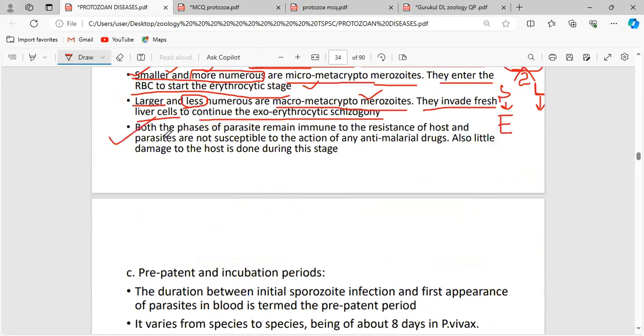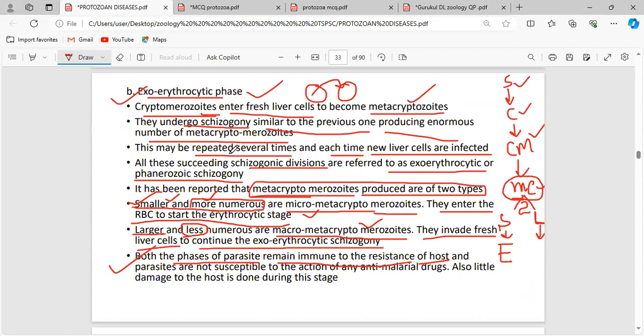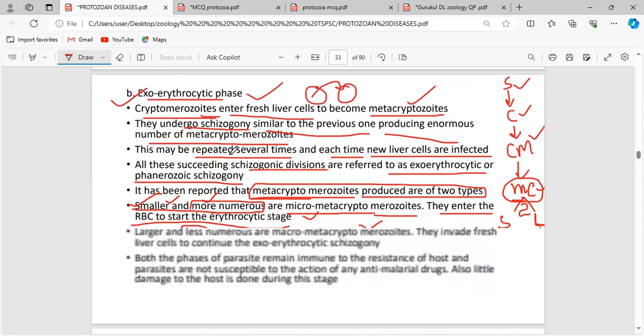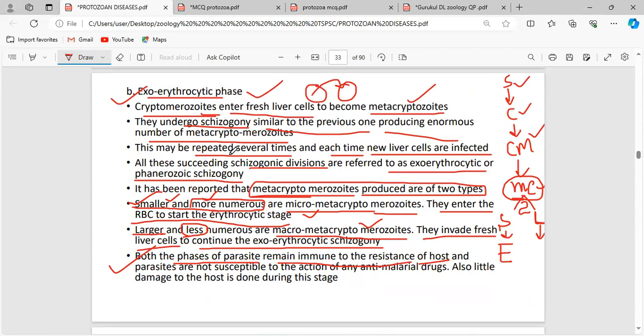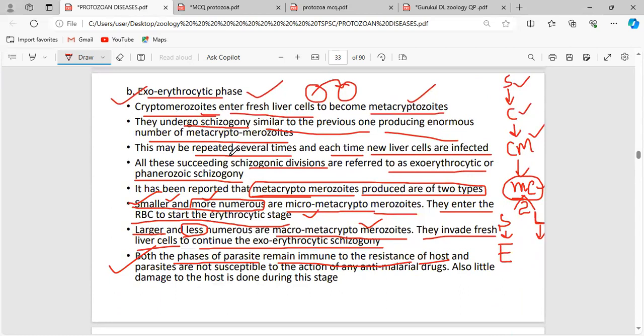Clear? Both phases of the parasite remain immune to the resistance of the host. Which means, in the pre-erythrocytic phase and the exoerythrocytic phase, our immune system can't do anything about the multiplication that happens, because no infection is seen in these phases. As no infection has been recognized by the immune system, the parasite is resistant to the host with respect to these two phases.